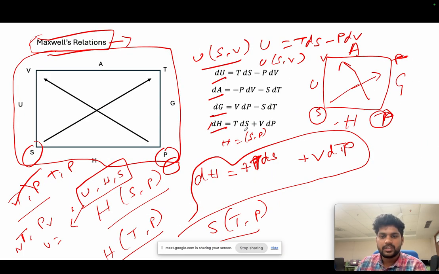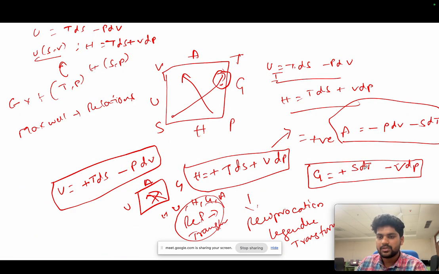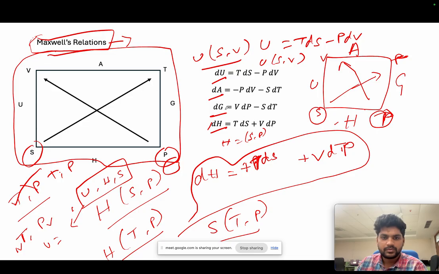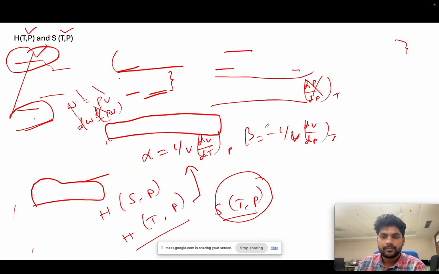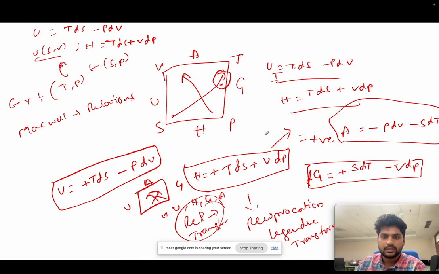So if you see, we got this one. We got dG, the change in dG is SdT minus VdP. Yeah, that's what we got. Any doubts in this? No, sir. Okay, fine, thank you.